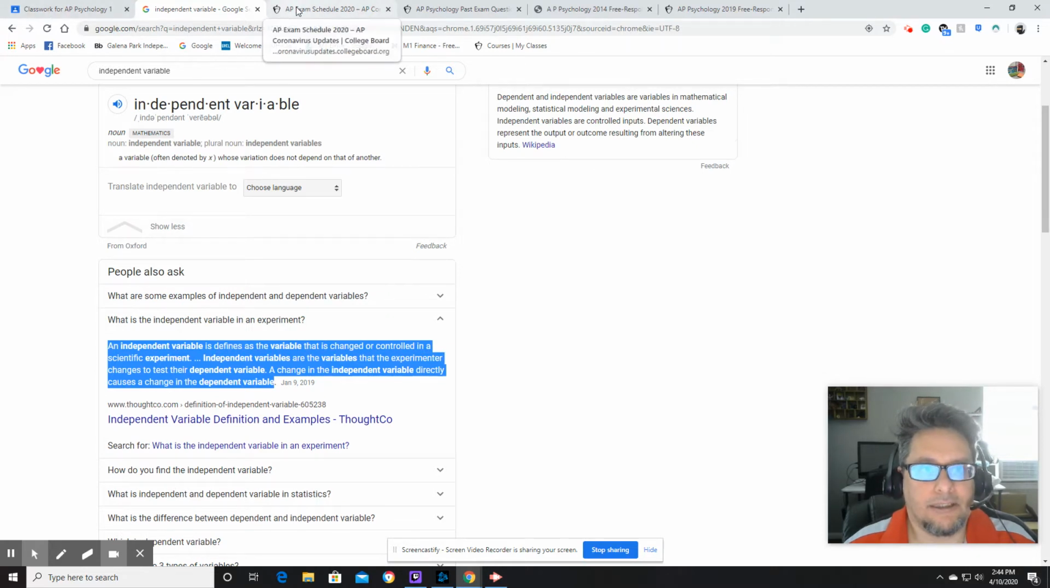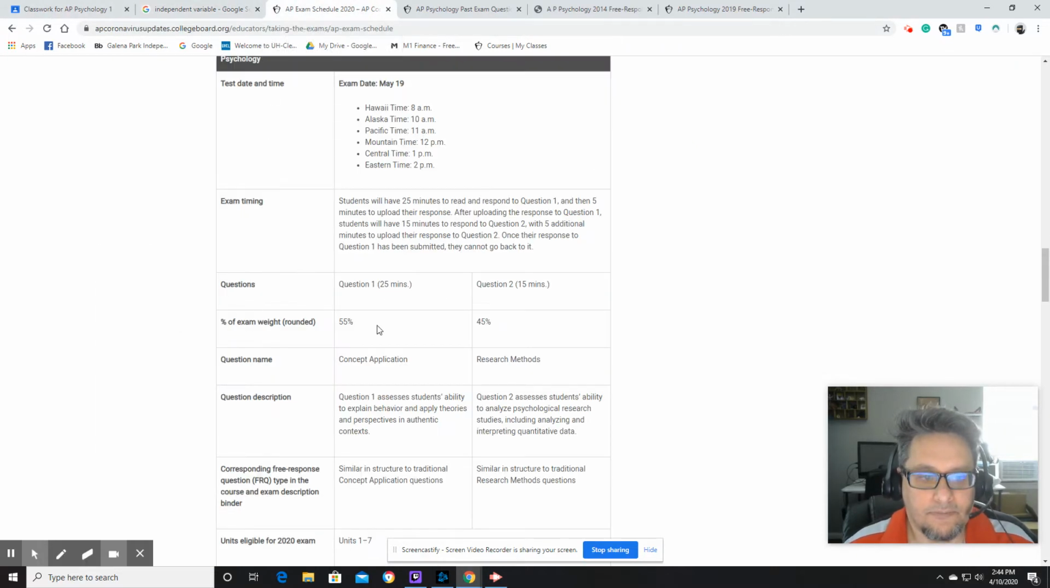So let's jump to the exam schedule. This is the question that we're working on today. This is the easier one, so it's the one we're getting into first. Then we'll get into question 1 next week. We are Central Time for our school, so it'll be at 1 p.m. You're going to have 15 minutes to do this question, and you'll also have 5 minutes to upload it.